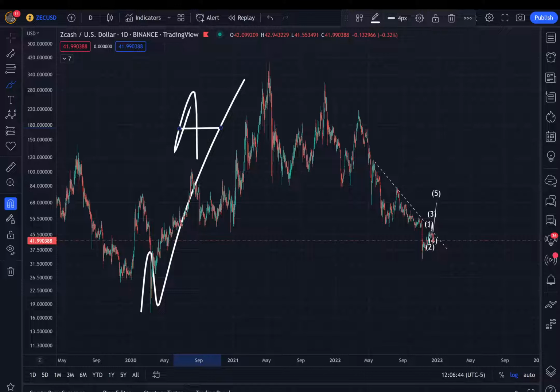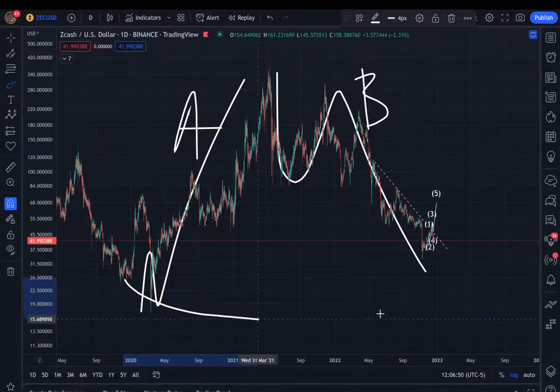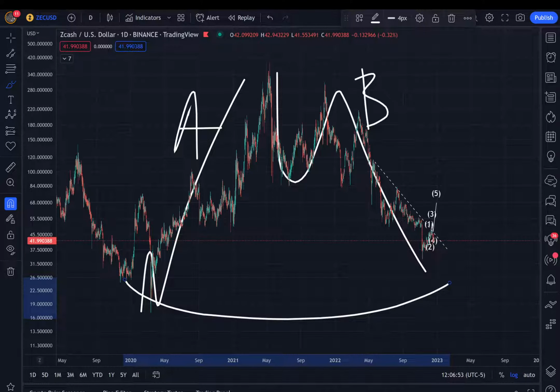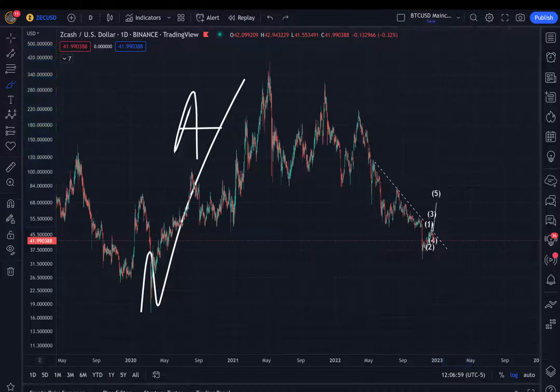That's all we're saying by A. And this is B. It's a flat correction. And this may represent the culmination of a corrective trend leading into impulse. Okay, that's high time frame.